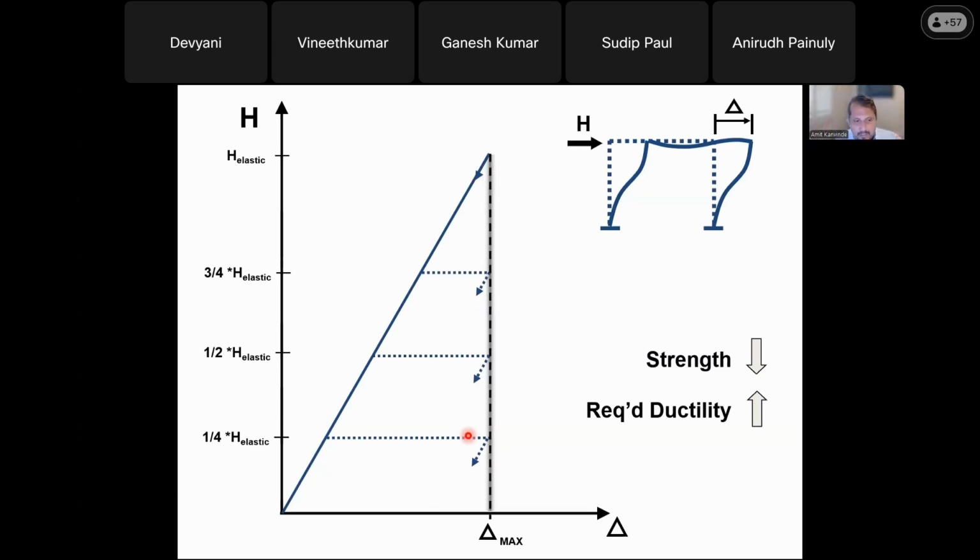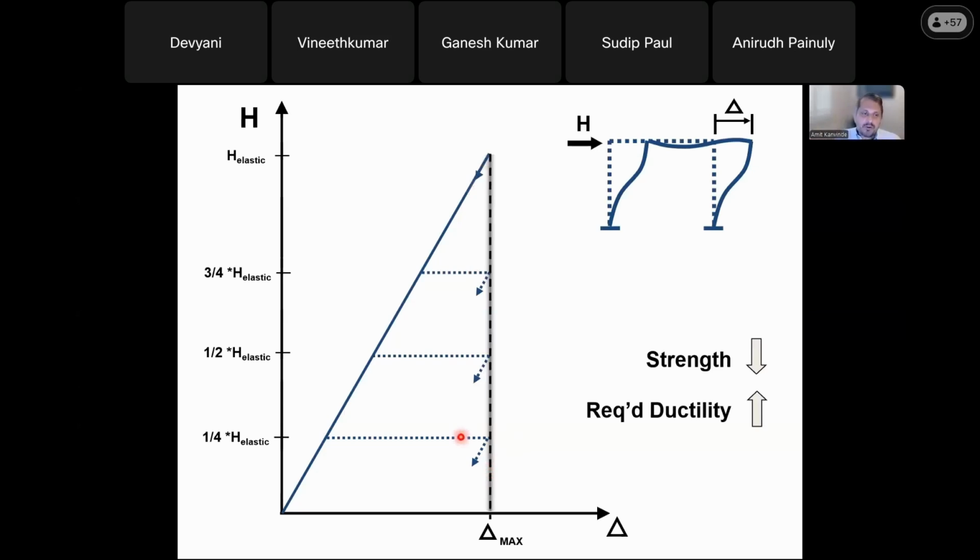And if you think about it, this is a purely economical argument. In other words, I'm going to have to spend money in making my structures ductile. The structures don't become ductile by magic. However, if I invest some money in making my structure ductile, I can actually save a lot of money in making my structure weaker.